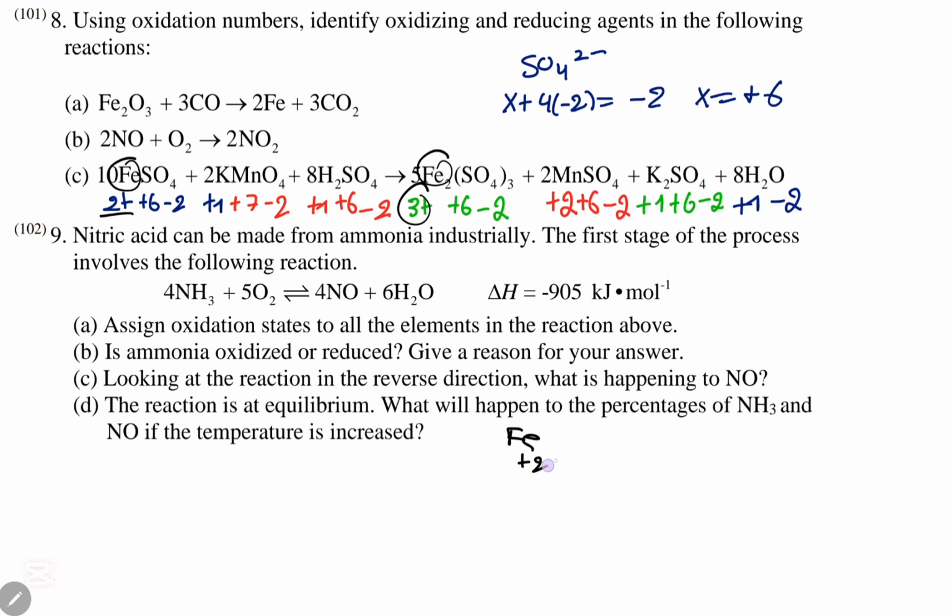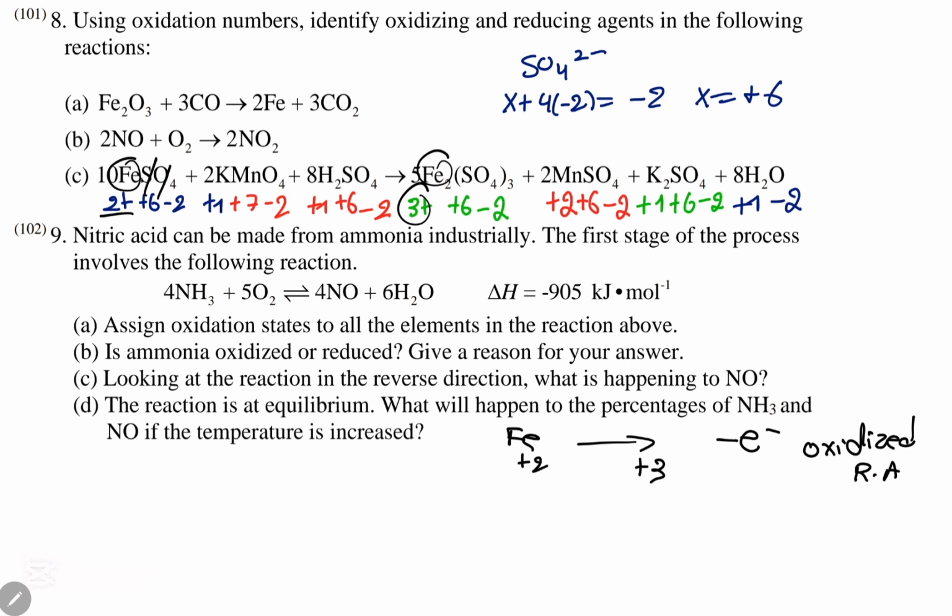So Fe went from +2 to +3. That means it lost an electron. If it loses an electron, that means it's what? It's oxidized. If it's oxidized, then it's the reducing agent. SO4 2-, we don't care about it because it's everywhere.